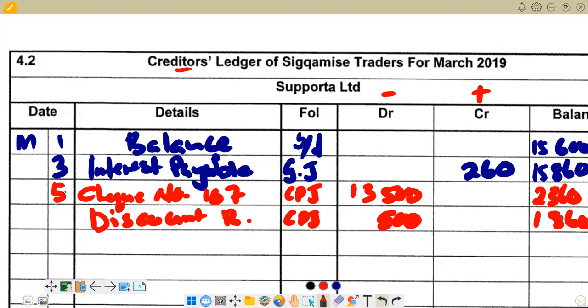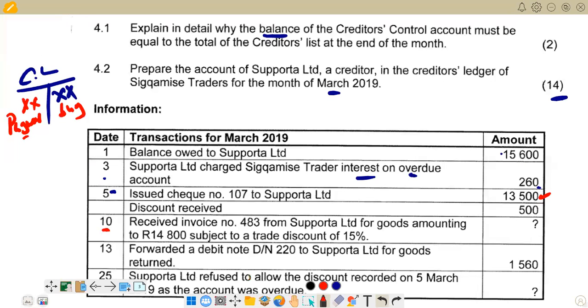The 5th date also applies to the discount received, so we can just leave it there. Then we go to the 10th, which says: received invoice number 483 from Supporter Limited for goods amounting to 14,800, subject to trade discount.